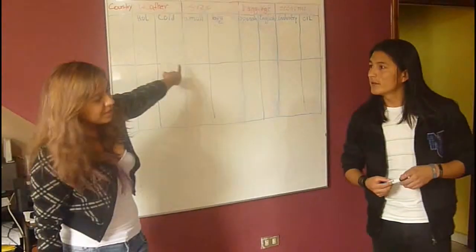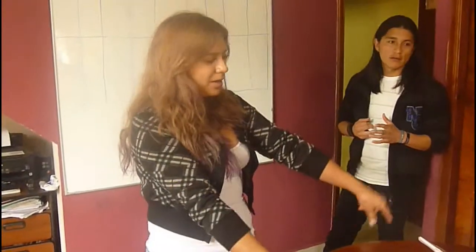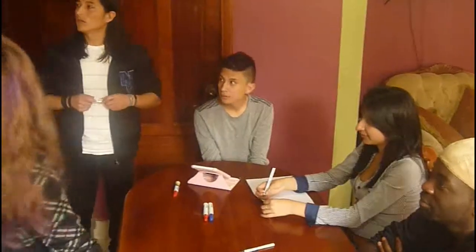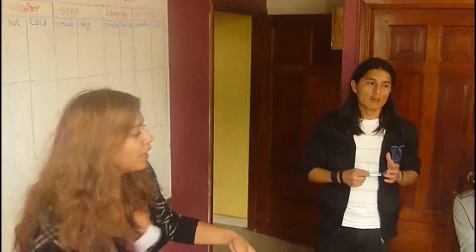To complete this activity, you have to form groups of two. So Silvia, you are going to work with Elvis. Elvis, you are going to work with Angel. So you have to research about the country that you like in the tablet, and you have to take notes about the most important topics like weather, size, language, and the economy of this country.